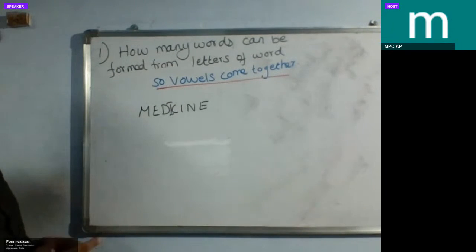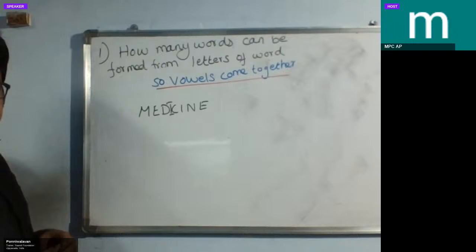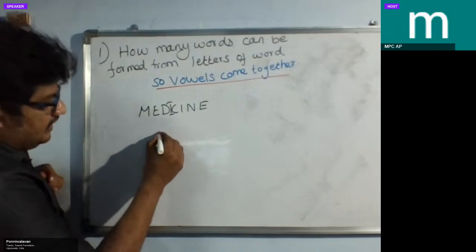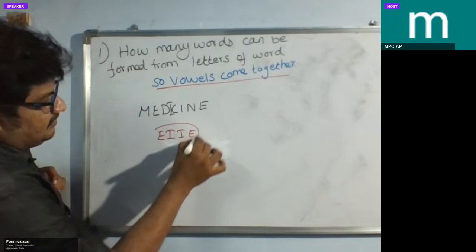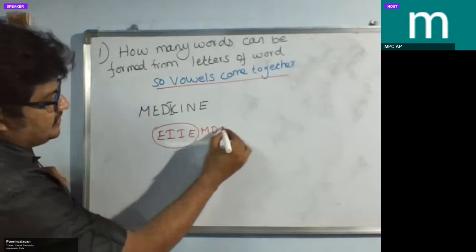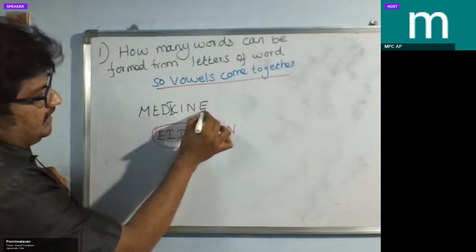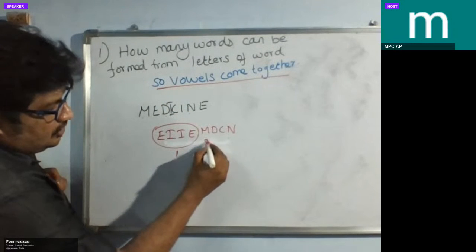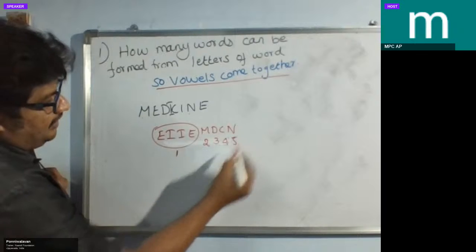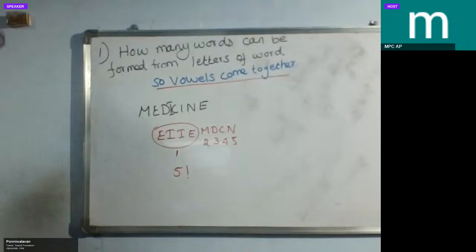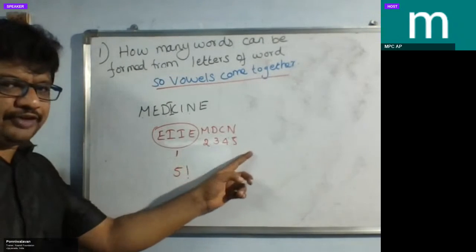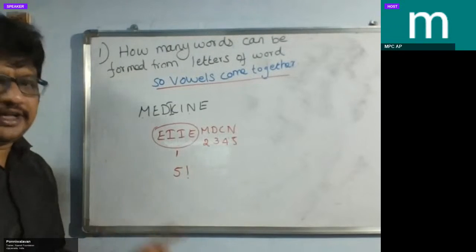What are all the vowels? Pravina, very good. The vowels are E, I, E. So consider them as a single letter. M, D, C, N. Okay, how many letters? 1, 2, 3, 4, 5. So 5 letters means 5 factorial.